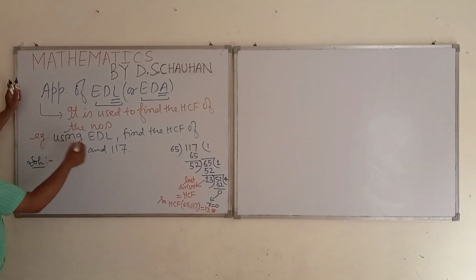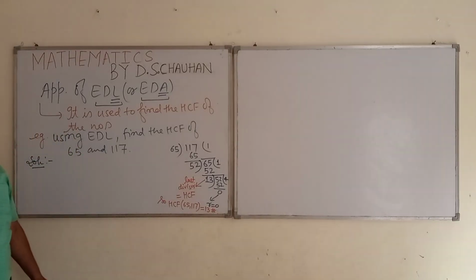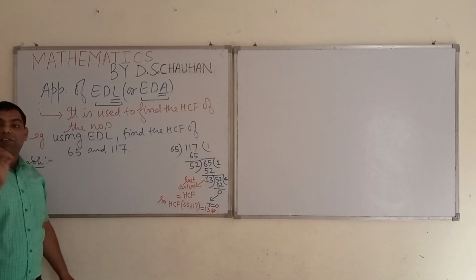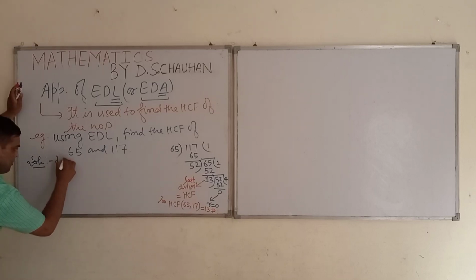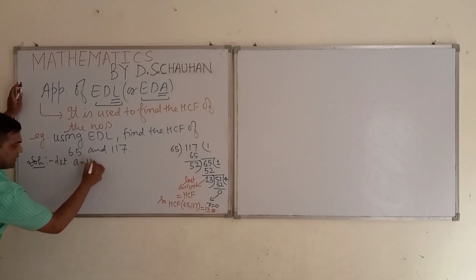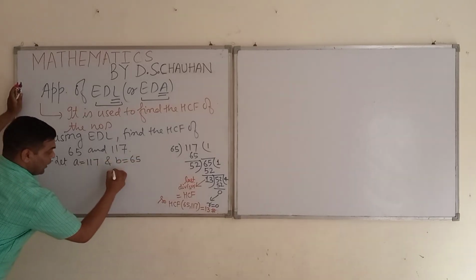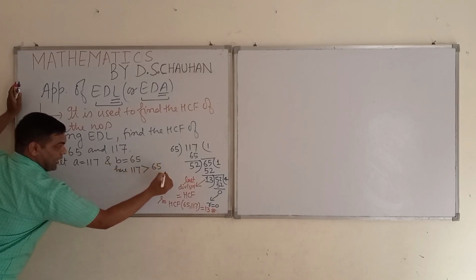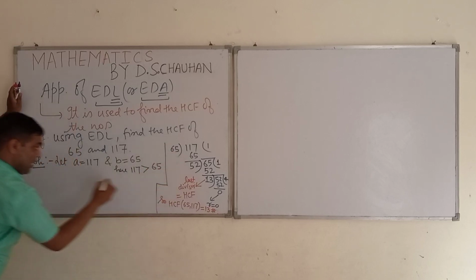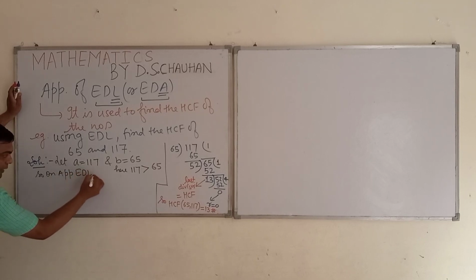I am going to explain it clearly. Students, see, as per the concept of Euclid division lemma, to the big number we will take A and to the small number we will take B. See here, let A equal to 117 and B equal to 65. Here 117 is greater than 65, so on applying Euclid division lemma, what do we get, students?